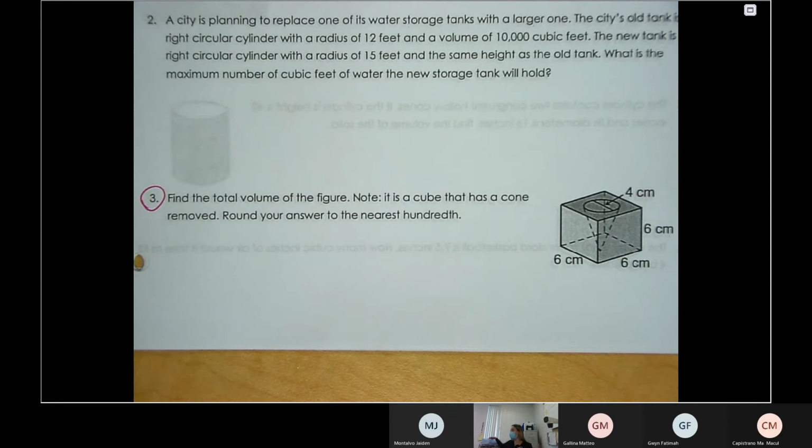The 4 is showing you the full diameter. Mm-hmm. Number 3 and number 6. And if you feel really confident, you can do more than those 2, but 3 and 6.